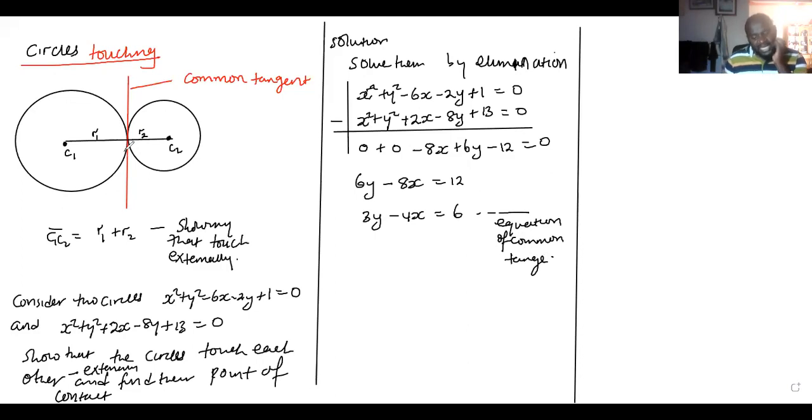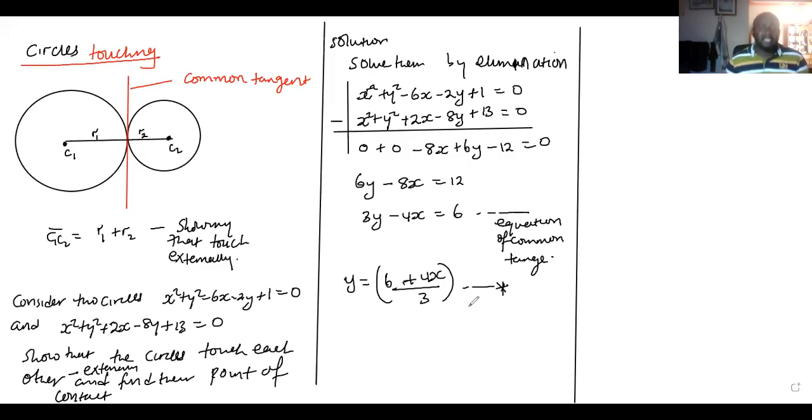Now that equation of the common tangent, you have to make y the subject. I chose this question, but it's okay, let us just investigate. Make y the subject and you say y is equal to 6 plus 4x divided by 3.